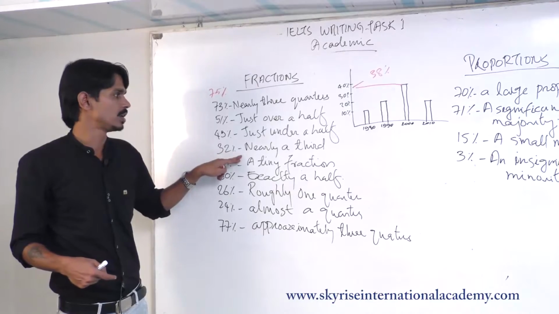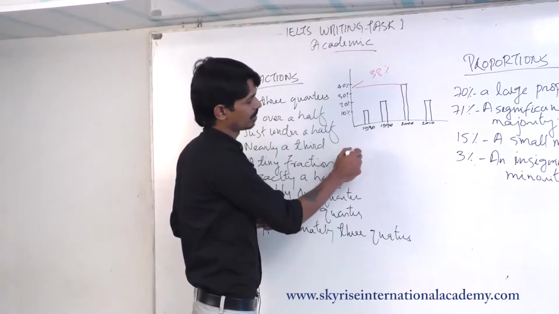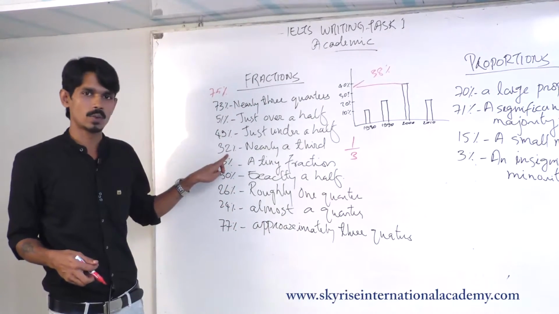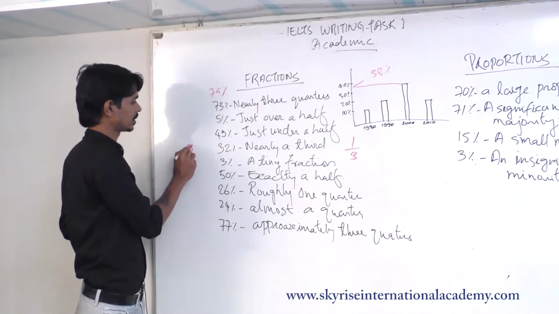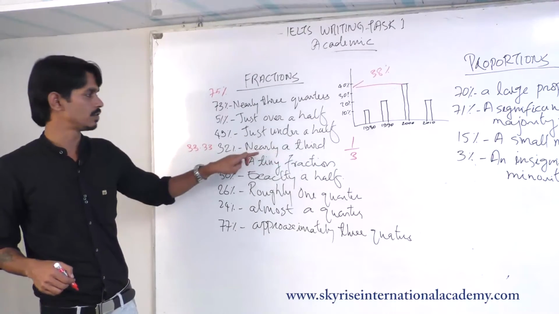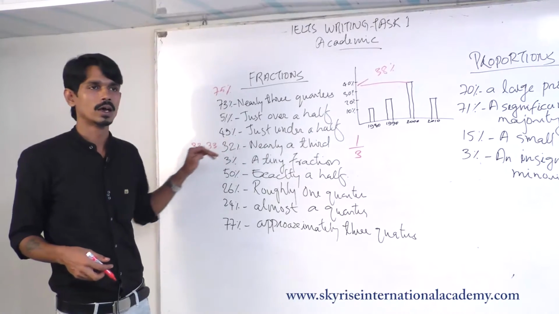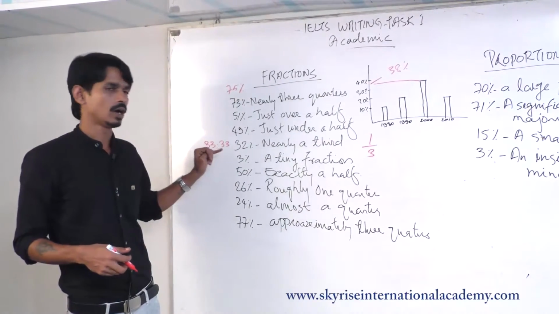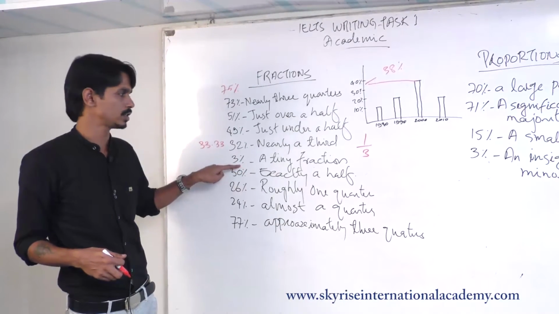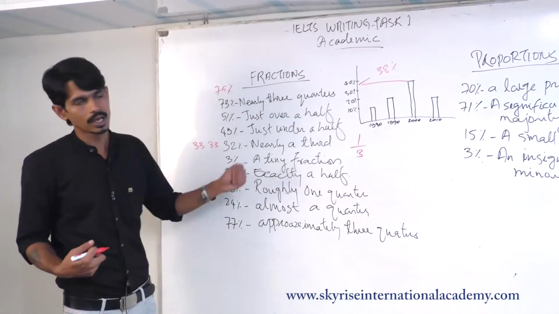Okay, now 32%, nearly a third. Nearly a third means nearly 1/3. It is not absolutely 1/3. It has to be 33% for that. So that is nearly a third. When you say nearly a third, if it is 32%, you can definitely use this word here, because it's not absolutely 1/3. Now 3%, if you get a figure like this, you could simply use a tiny fraction. Tiny means a small little fraction of data.